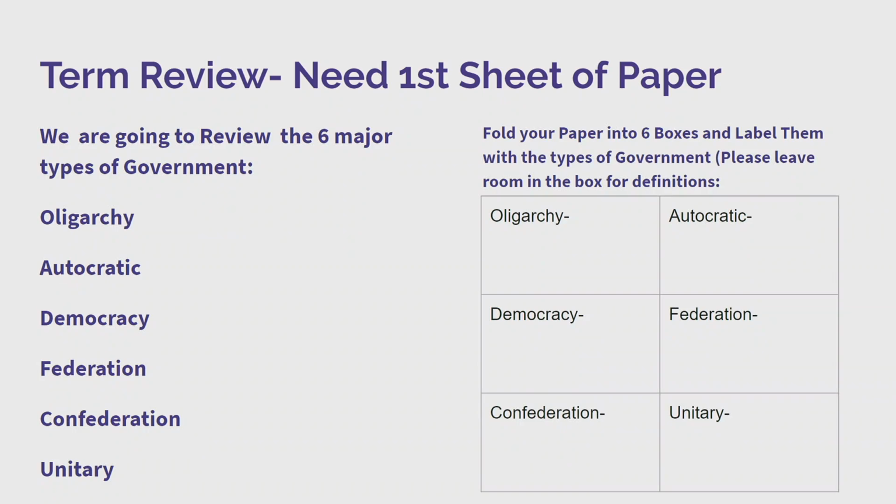Just make 6 boxes. In those 6 boxes, I'm going to have you label the types of government that we are going to review. There are going to be oligarchy, autocratic, democracy, federation, confederation, and unitary. All right. Do not panic if I start to move on. If you need to pause, that's fine. You can pause the screen here and fill in your information.